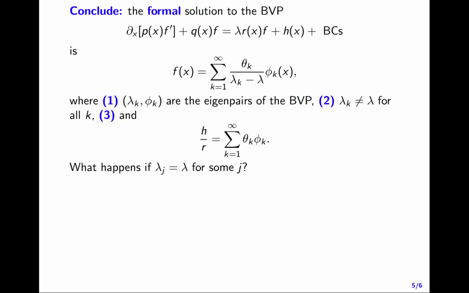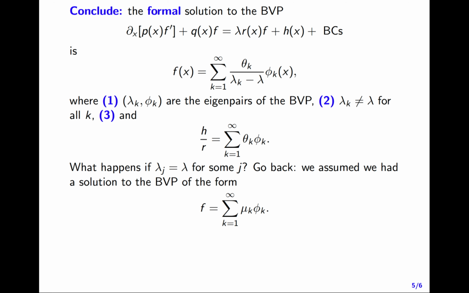So now we should ask ourselves, what happens if lambda is equal to lambda j for some integer j? What happens if the lambda parameter in the boundary value problem is actually equal to one of the eigenvalues? Can we do anything in this case? So if we go back a little bit, let's look and see at all the work we did. Where did it start to matter that lambda would not be equal to lambda j? How did we do all this?